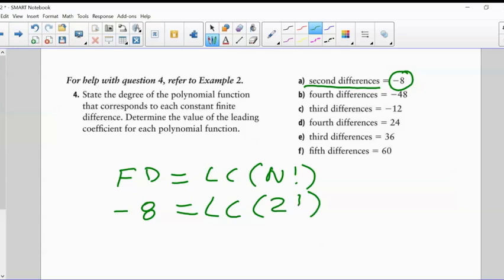Could you now calculate what that LC is for us, please? Finish up that equation. Tell us what that LC is. You know how to use your factorial key on your calculator. Go ahead and work out what the LC is, please. What's LC equal to in this case? I'm asking you to solve for LC.